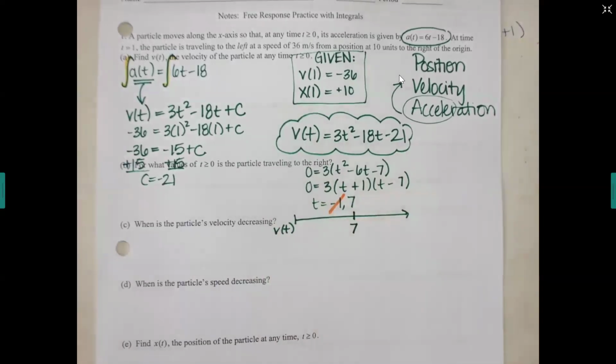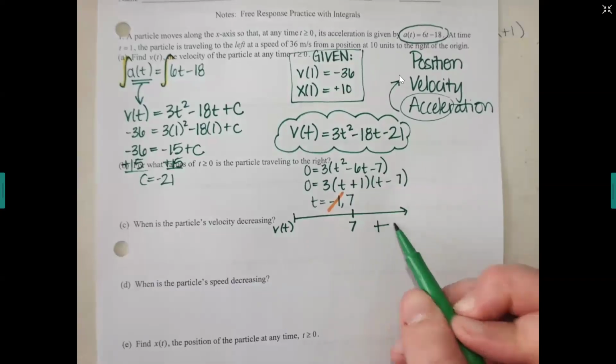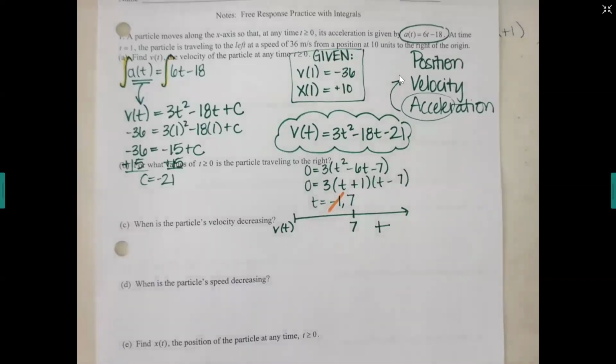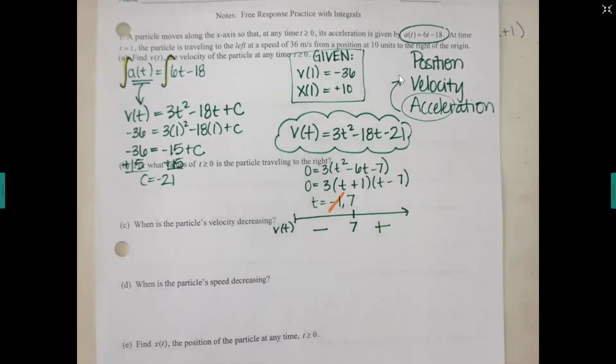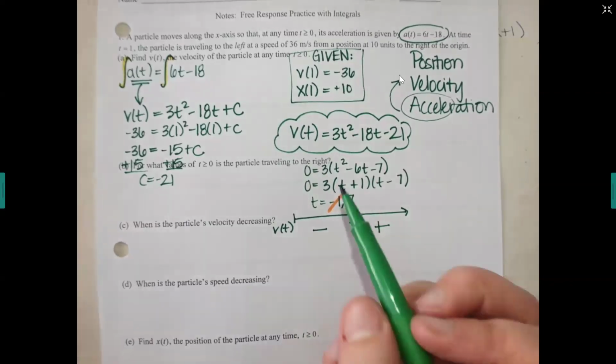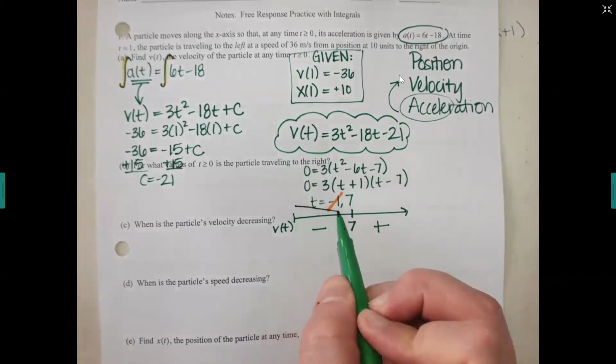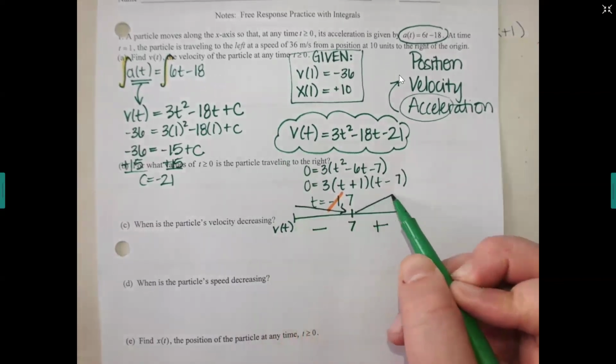And then if I pick a number bigger than 7, say I pick 8. 8 minus 7 is positive. 8 plus 1 is positive. 3 is positive, so that's going to be a plus. Less than 7, let's say I pick 6. 6 minus 7 will come out how? Negative. Okay, but then the 6 plus 1 will be positive, so overall it'll give us a negative sign. So my particle would be traveling left and then right.